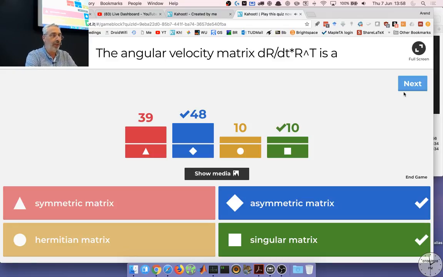Well, there are two correct answers in this case, asymmetric and singular, because it's also a singular matrix. Okay, majority.